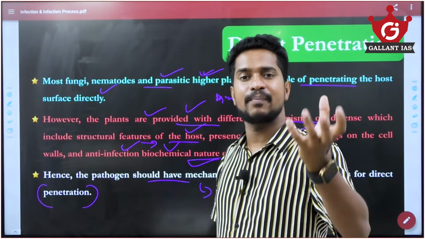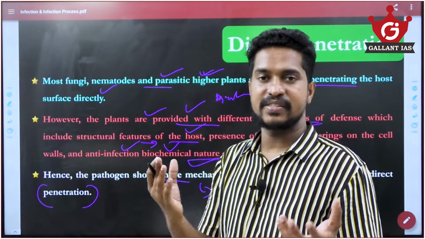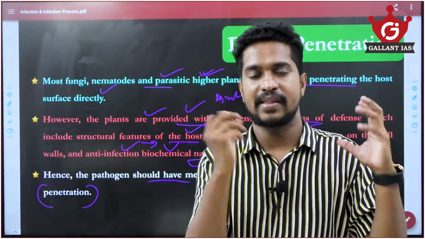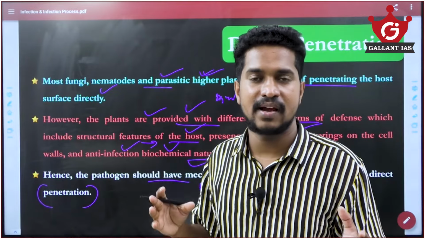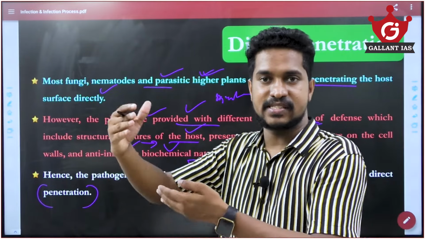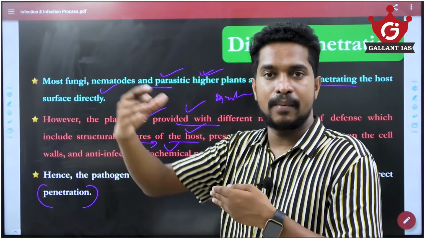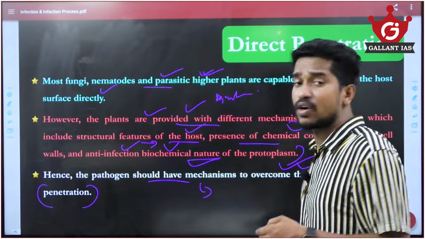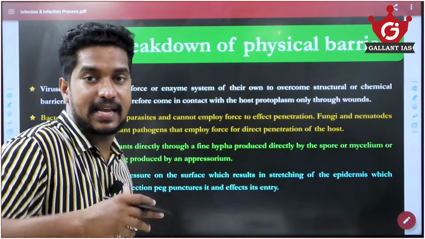What happens if it cannot overcome the barrier? The infectious agent will die there, by the natural defense mechanism of the plant. So to carry out the infection process successfully, these pathogens must be able to overcome these barriers.